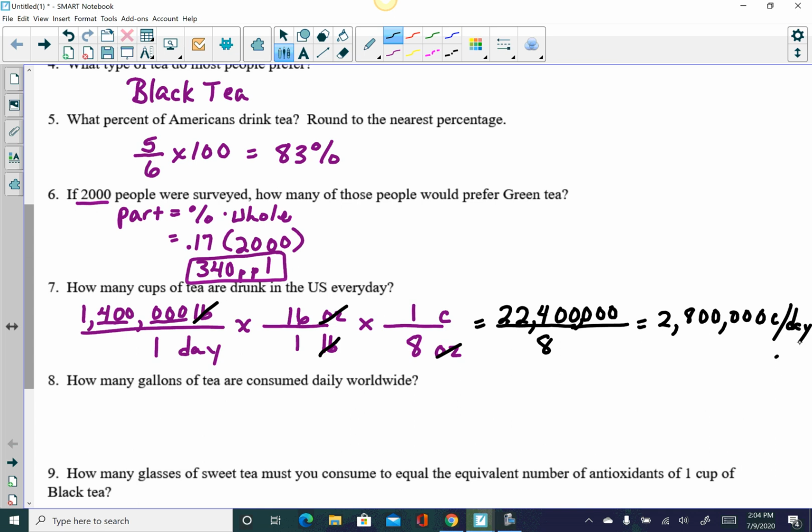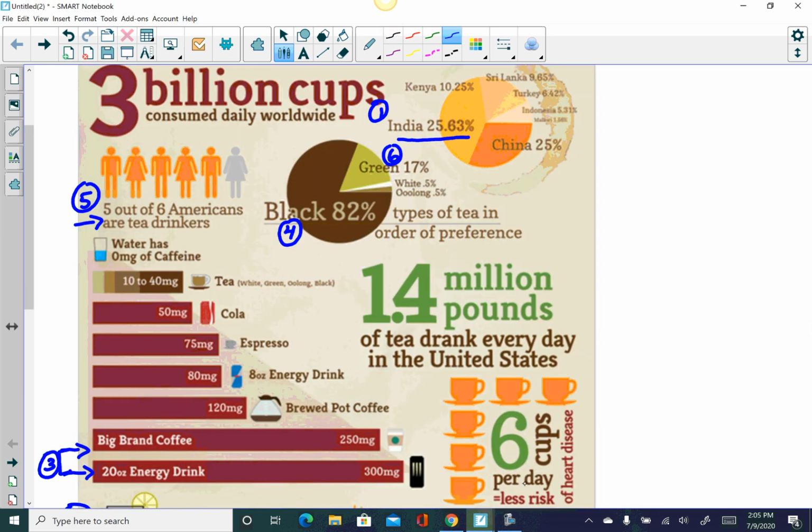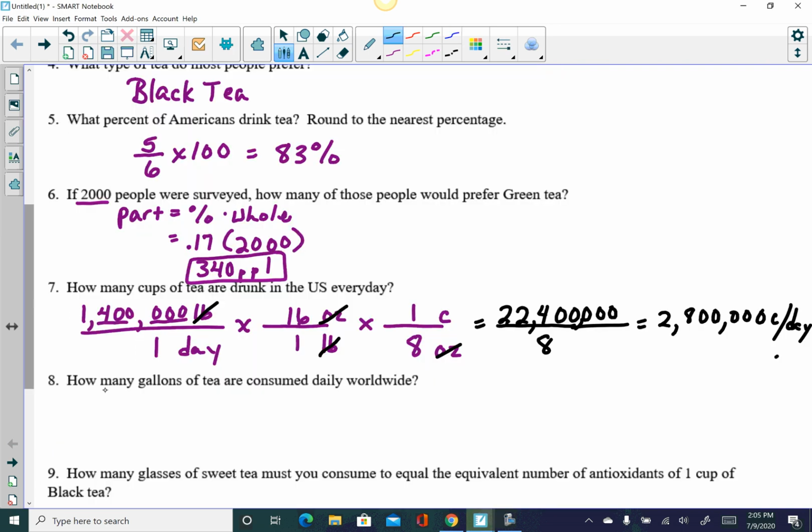In part 8, it wants to know how many gallons of tea are consumed daily worldwide. So in number 8, we're going to get our graphic back up here at the top. Here's number 8. They tell us that 3 billion cups are consumed daily. They want to know how many gallons. So we want to convert these cups into gallons. So we have 3 billion cups. So remember, you think of this as ones, tens, hundreds, thousands, millions, billions. So there's your 3 billion, and then put in 0 zeros after that.